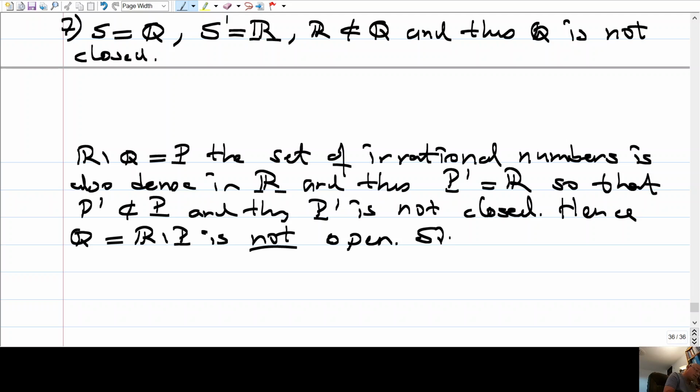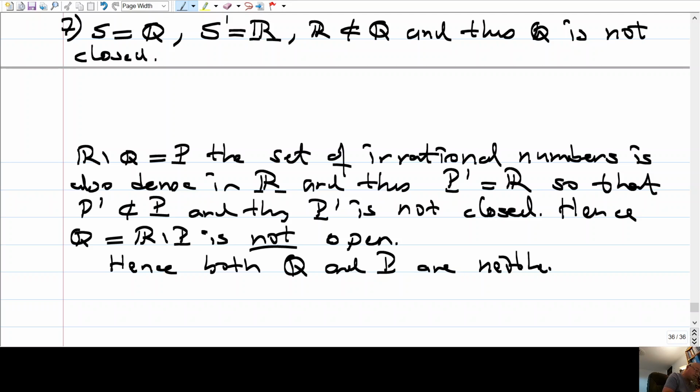Similarly, P is neither. Okay. Hence, both Q and P are neither closed nor open.